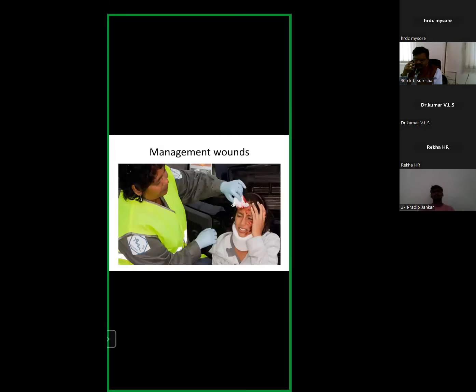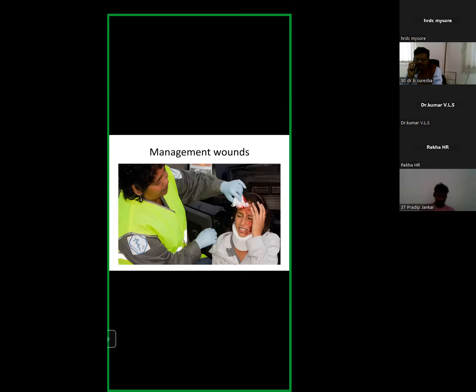Then, the management of other types of wounds. When it comes to the management of other types of wounds, we need to have basic knowledge. Commonly, the thing that is very important to remember is not only external injuries, the internal injuries also, and injuries to the spine also. So if you can see in the picture, the casualty, the injured person is protected with a cervical collar. We call it a C collar.